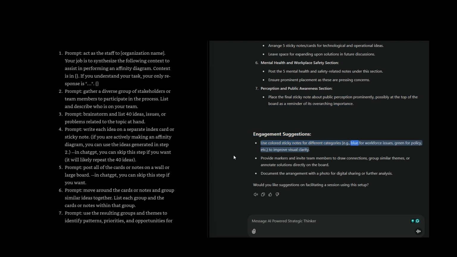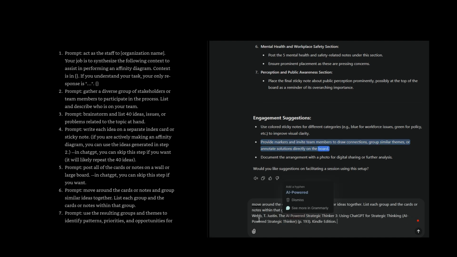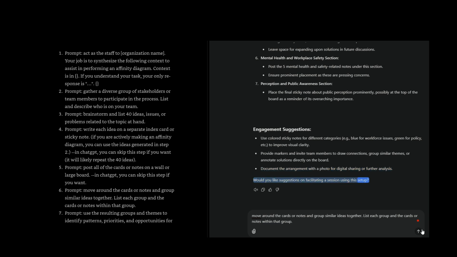Use colored sticky notes for different categories, e.g., blue for workforce issues, green for policy, etc., to improve visual clarity. Provide markers and invite team members to draw connections, group similar themes, or annotate solutions directly on the board. Document the arrangement with a photo for digital sharing or further analysis. Would you like suggestions on facilitating a session using this setup?